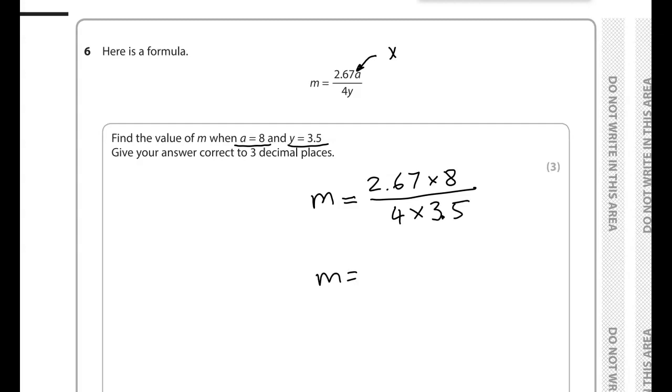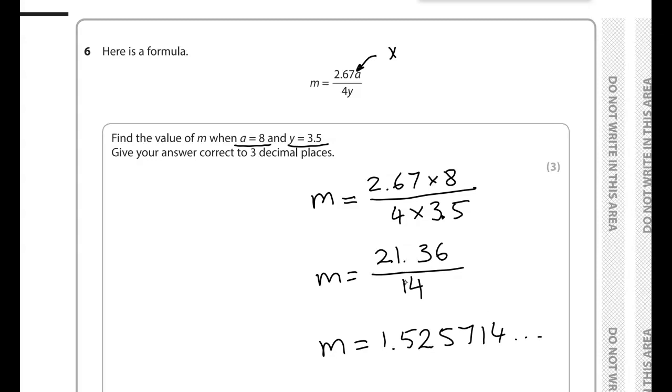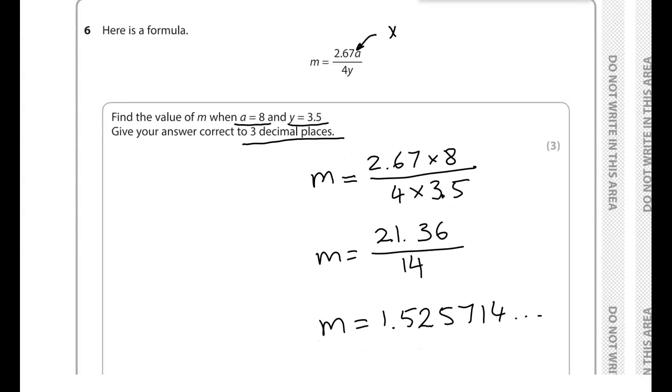So M is equal to 2.67 times 8 is equal to 21.36 divided by 4 times 3.5 gives us 14. Now if we do using a calculator again, 21.36 divided by 14, and it gives us 1.5257714 and so on. We need to write the answer correct to 3 decimal places.